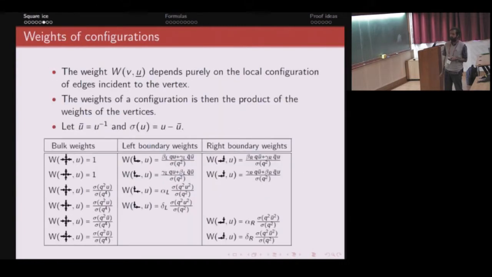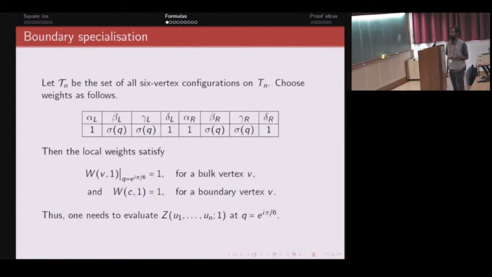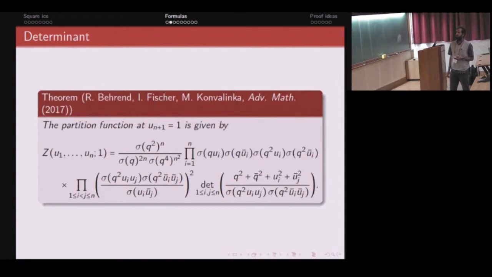For example, there's a q in every single weight. You choose it to be the 6th root of 12th root of identity. And then the following result was proved by my collaborators in Advances in 2017. You have this very beautiful determinant formula when you set the middle parameter u_{n+1} to be 1.